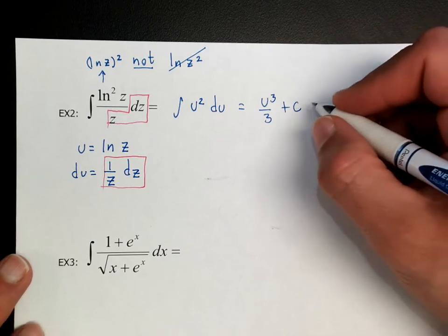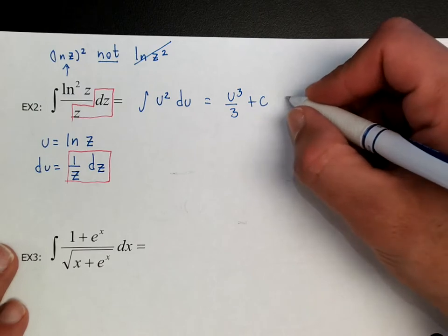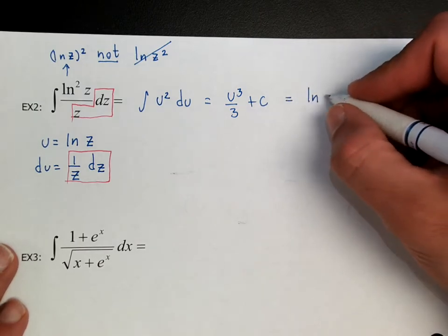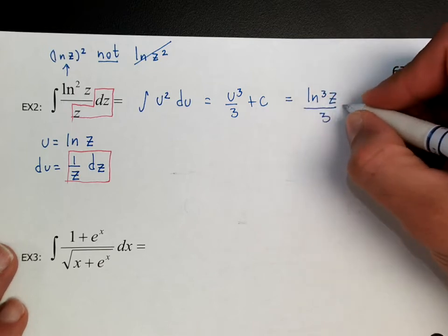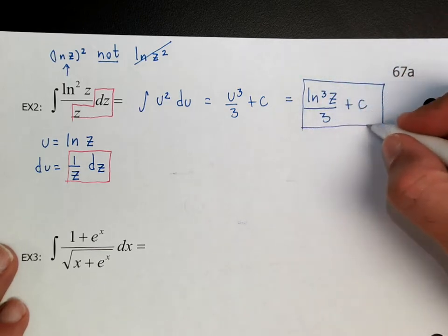And that's basically almost it, except for now I have to replace the u. So I'm going to substitute back the natural log of z. So the natural log of z, cubed, over 3 plus c. Alright, so that's the answer for that one.